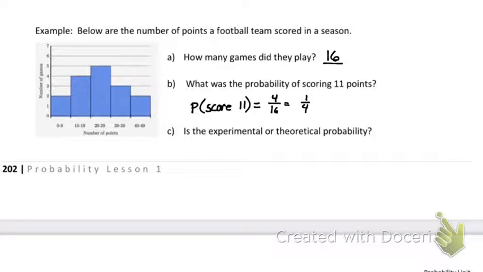Good try, Owen. Good try. But you are 100% right. What Owen said is, realistically, this is 10 through 19. So the probability of them scoring 10 through 19 would be that 4 over 16.